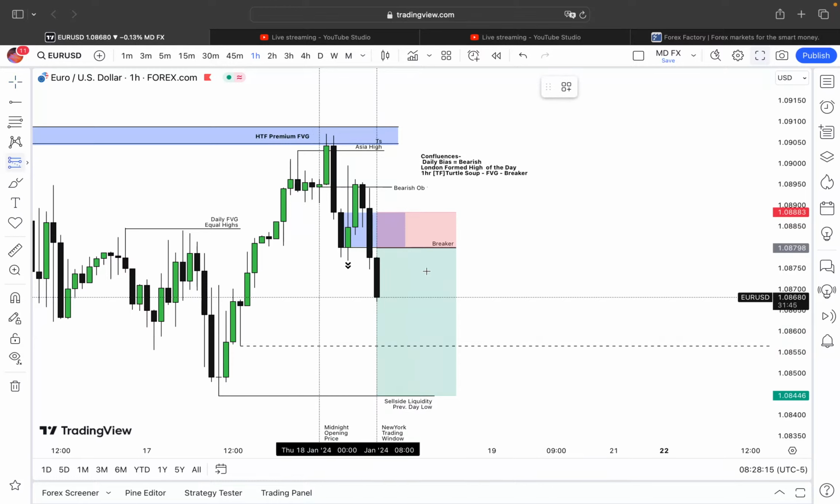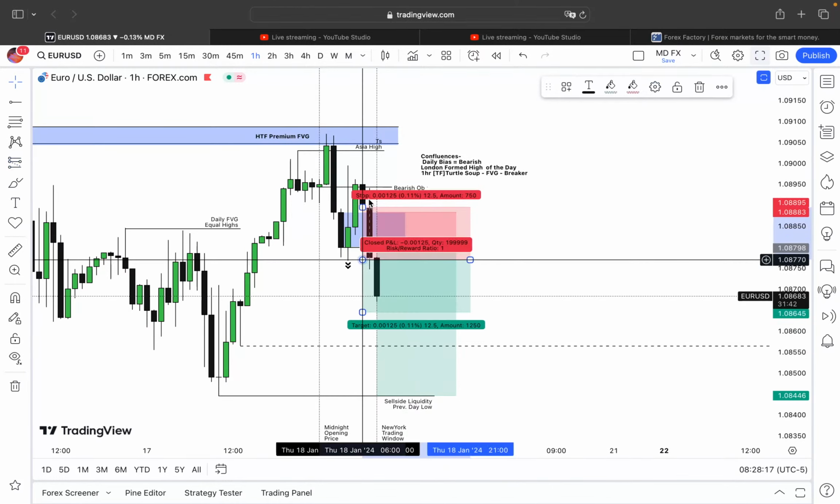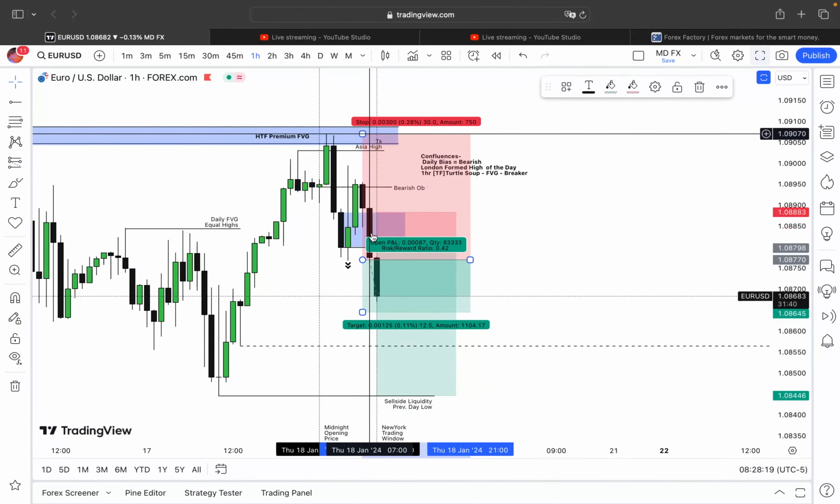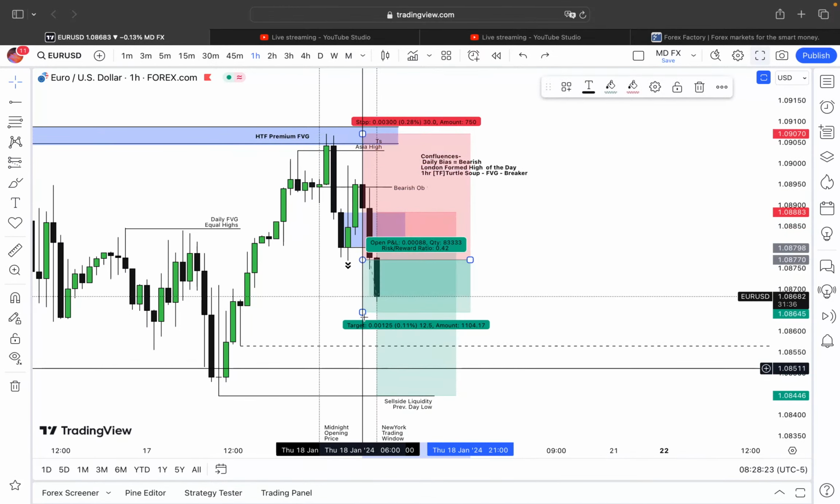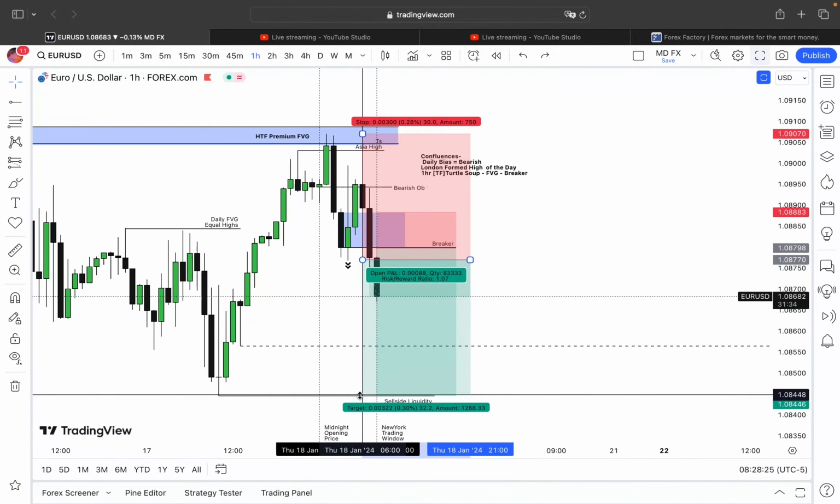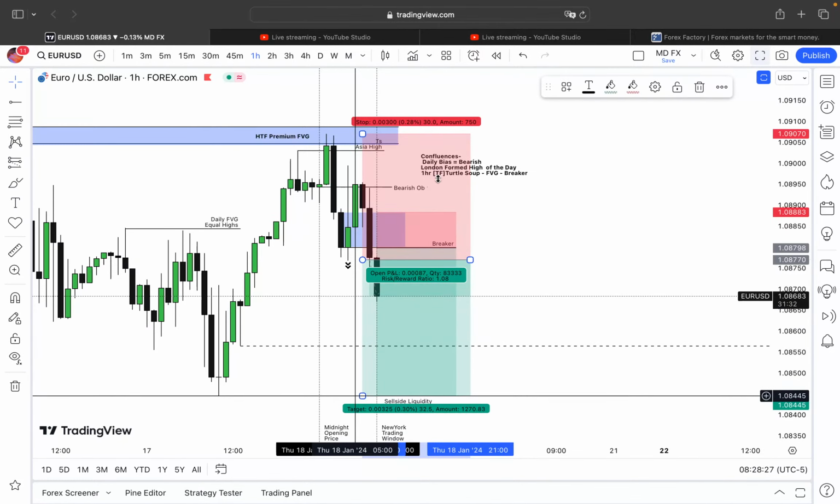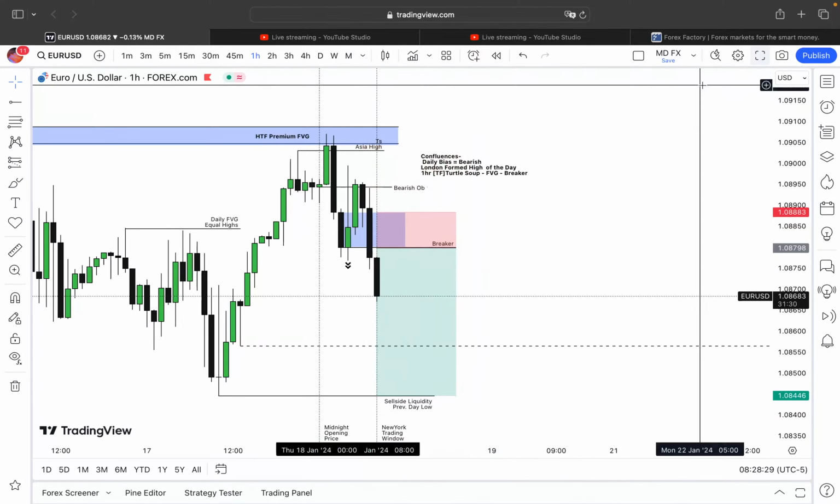Normally I could just enter on this break of structure here, put my stop loss here, then TP here, but that would injure our risk reward and leave us with a 1 to 1 risk reward ratio. So instead we should just use this breaker.